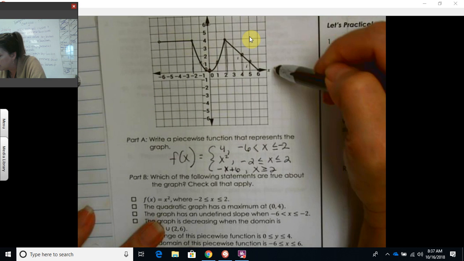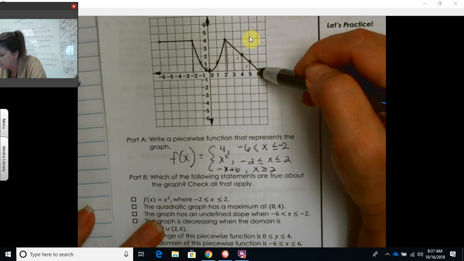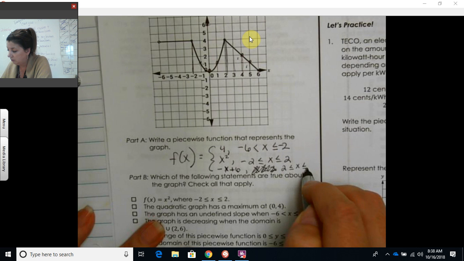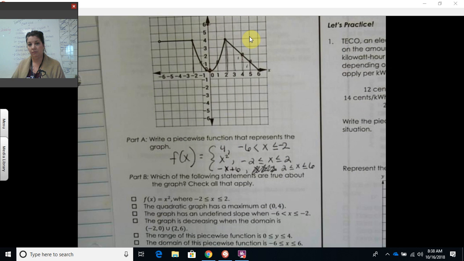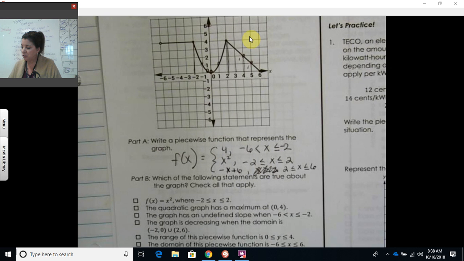Oh, wait. That's not an arrow there, right? It ends at 6. So we should say yes. So that's not actually an arrow. This arrow is going for the x-axis. This segment ends right there.